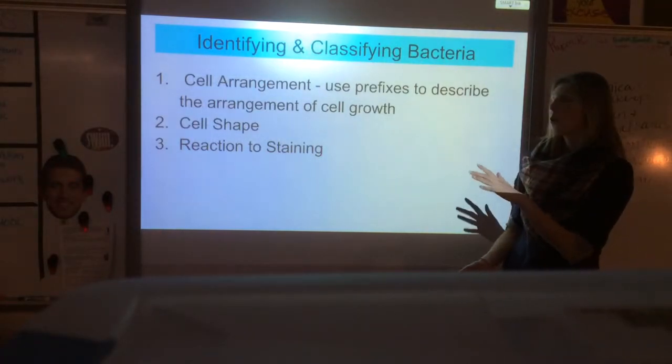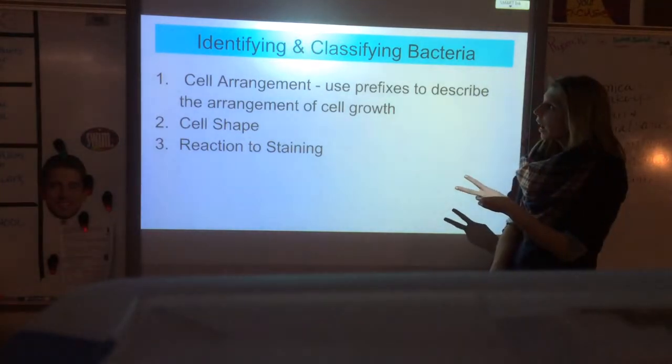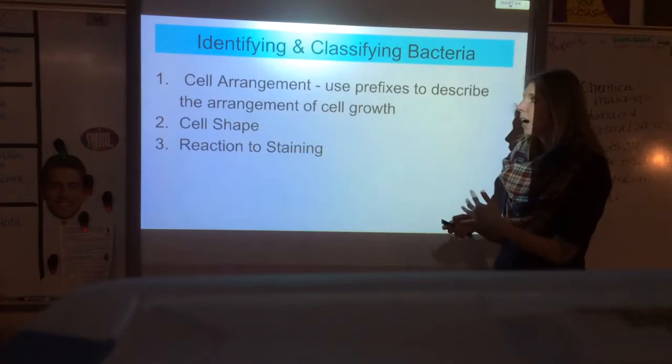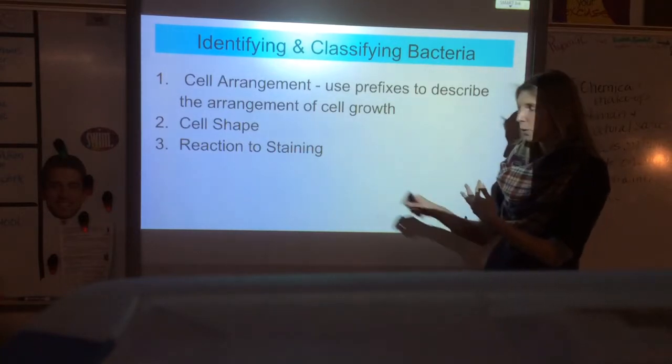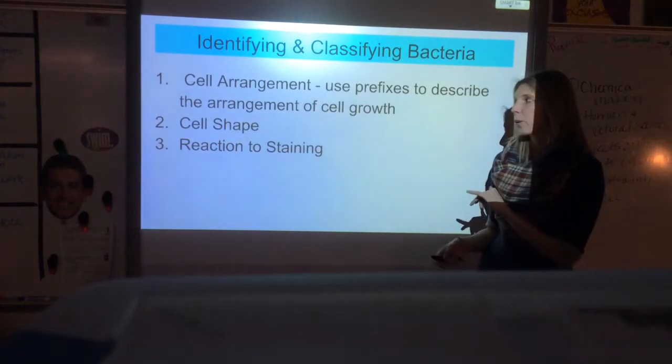All right, so those are our two types of kingdoms, the archaeobacteria and the eubacteria. We're now going to talk a little bit about what bacteria look like. We'll look at their cell arrangement and then their cell shape, and we'll get into the reaction to staining tomorrow. That's where we will start with class.